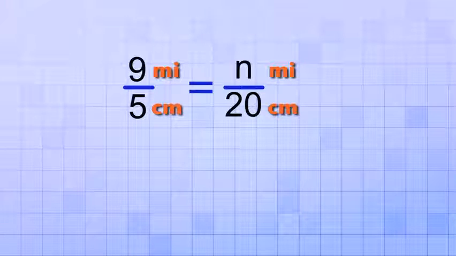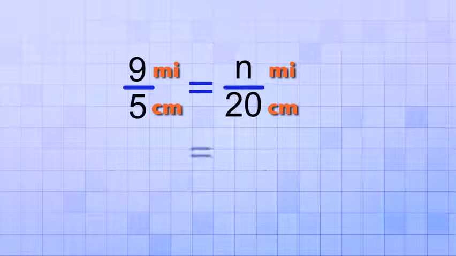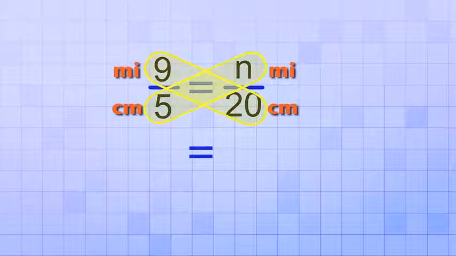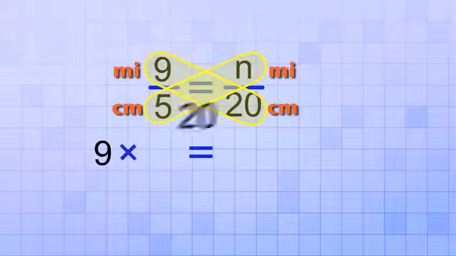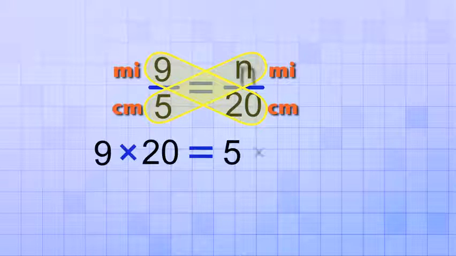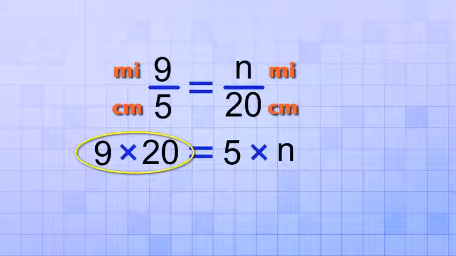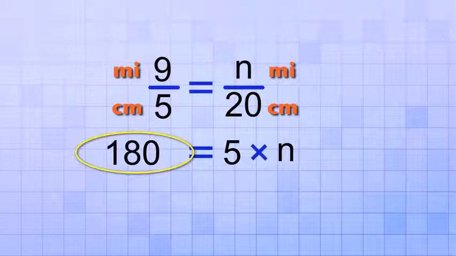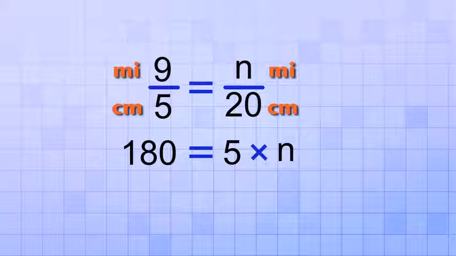To solve this proportion for the unknown number, we use our cross-multiplying procedure. First, we write a new equal sign, and then we imagine the crisscross to show us what we multiply together on each side. On the first side, we have 9 times 20, and on the other side, we have 5 times n. On the side that has two numbers, we can go ahead and simplify. 9 times 20 equals 180. On the other side, we have 5 multiplied by our unknown value, n. We can't multiply that, but we don't need to. Instead, we want to get the n all by itself. How do we do that?